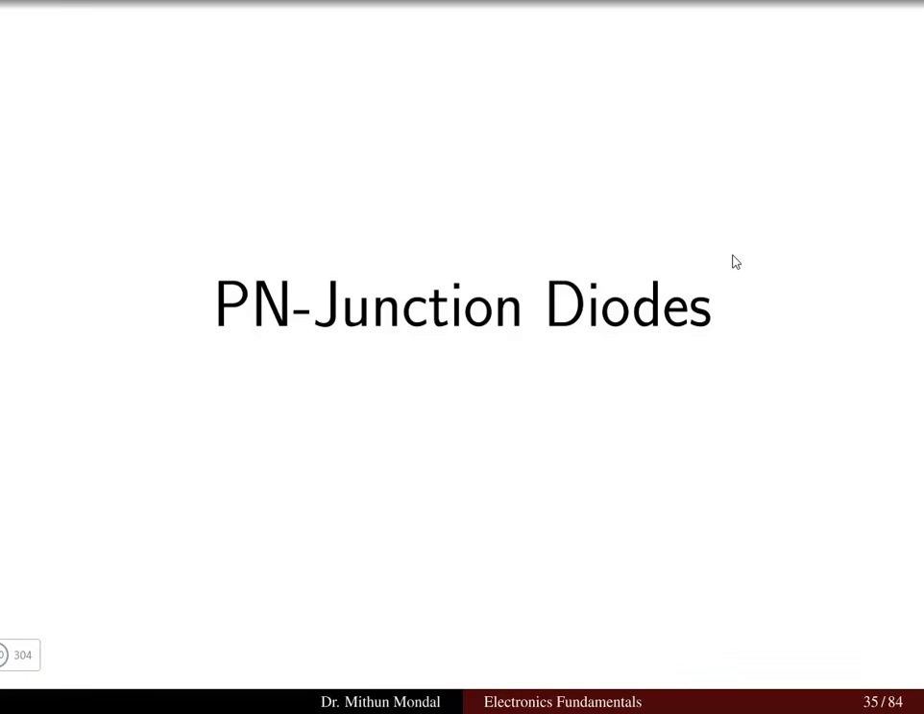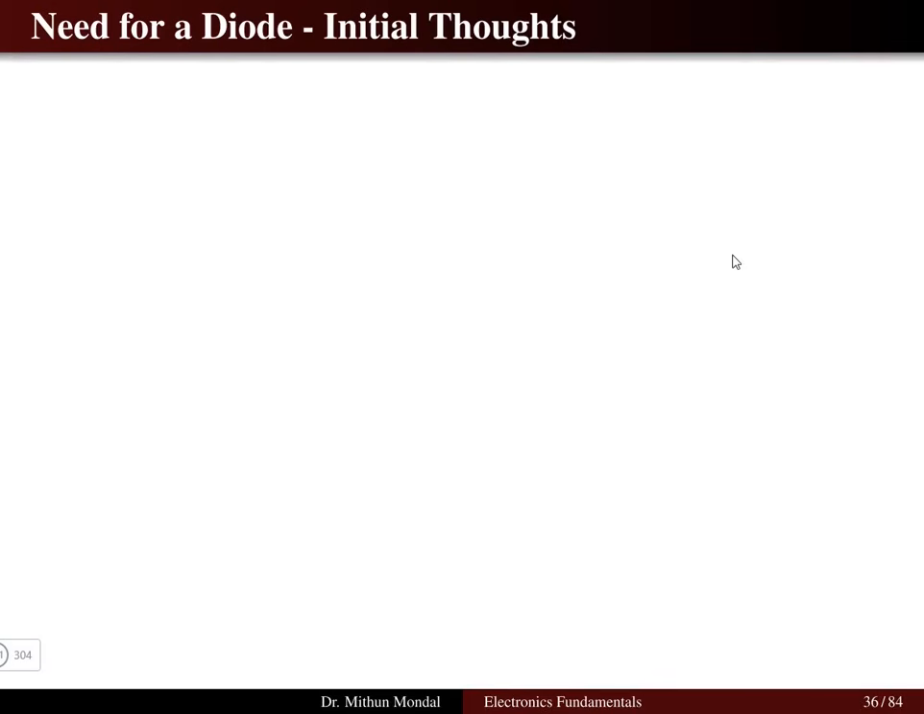Welcome to the next lecture in electronics. This is part 2 of the electronics series. In part 1 we discussed the semiconductors. In this second part, we are going to discuss the p-n junction diodes. Let us understand why we need a diode, and some initial thoughts.